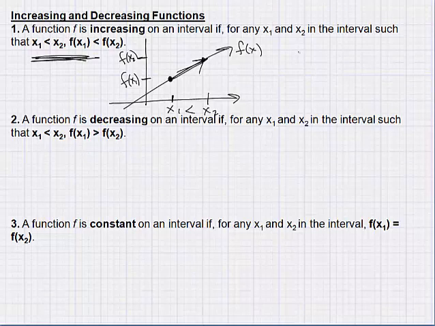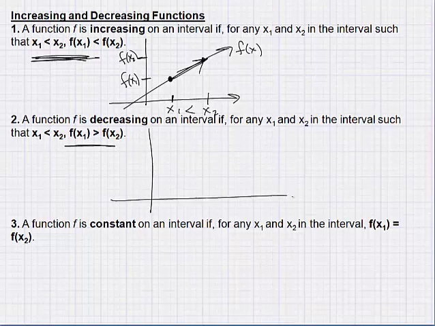So then you look at decreasing. Okay, so a function is decreasing on an interval if for any x1 and x2 in the interval such that x1 is less than x2, which is the same as the definition above, but here's the difference, f of x1 is now greater than f of x2. Now the simplest way to talk about this is the same, but in this case the graph is going to be going down from left to right. So if your graph goes down from left to right, it's decreasing.